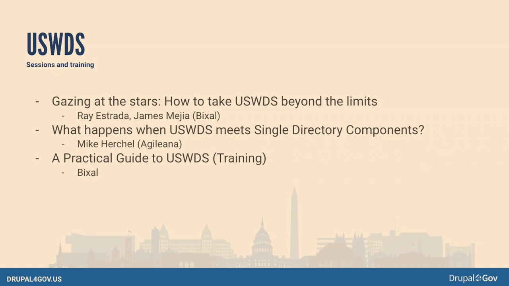Ray Stroud and James, who are both embedded, did a session called Gazing at the Stars: How to Take the U.S. Web Design System Beyond the Limits, something to definitely go back and take a look at if you didn't get a chance to attend. Mike Herschel also did a session on what happens when the USWDS meets single directory components. So now I have the US Web Design System, I'm interested in components. We've heard of this new thing called SDC, single directory components. How do we marry those together to get more bang for our buck?